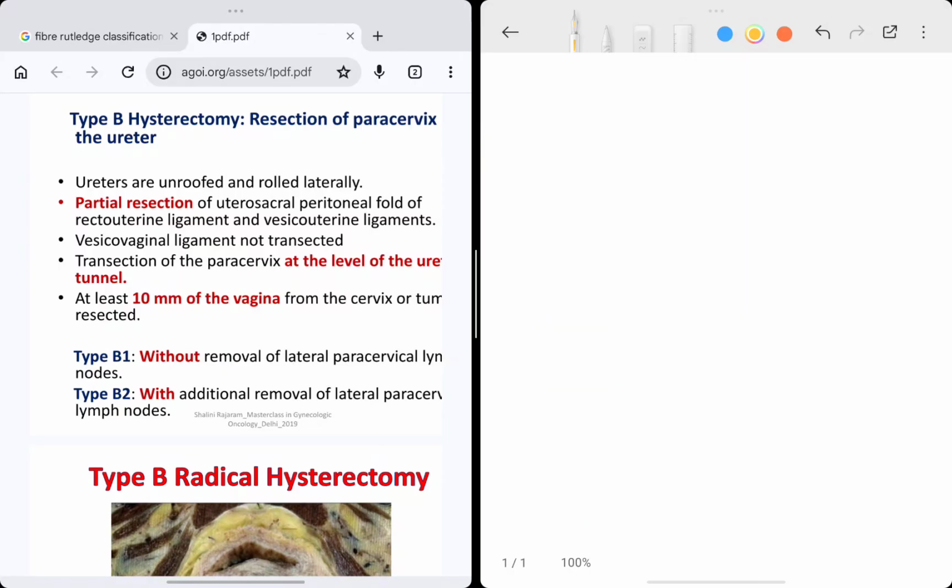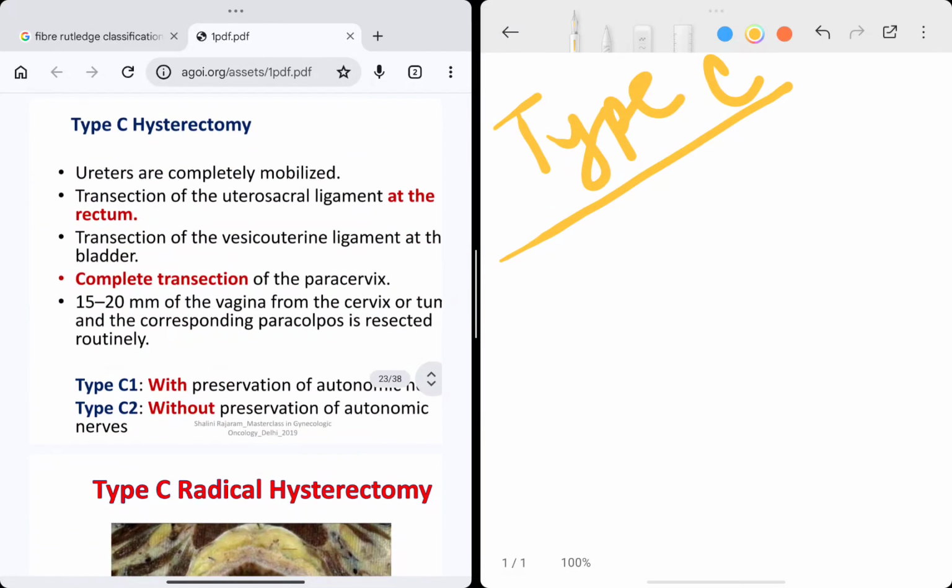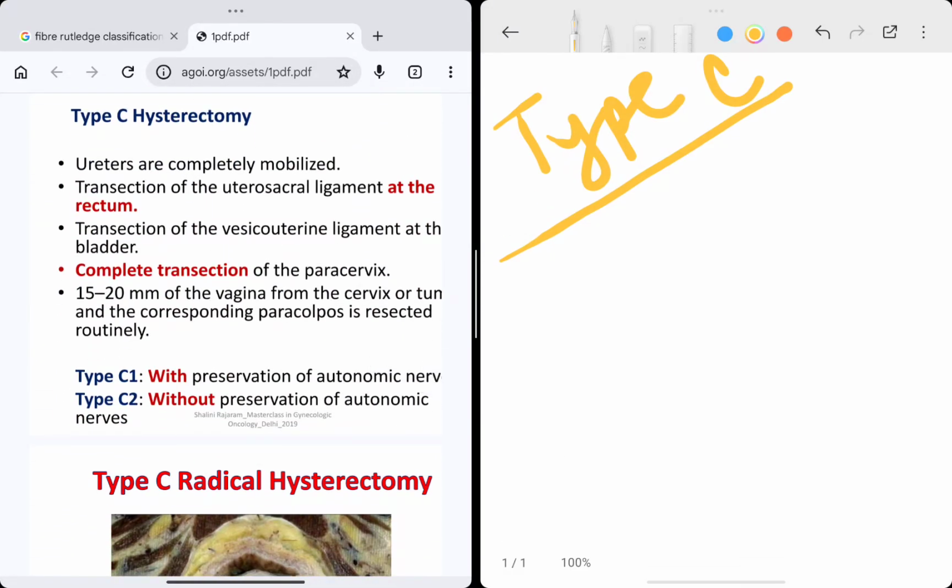Now type C radical hysterectomy according to the Querleu-Morrow classification. So in this type C hysterectomy, there is transection of the paracervix at the junction with the internal iliac vascular system. So here there is resection of the internal iliac vascular system also.